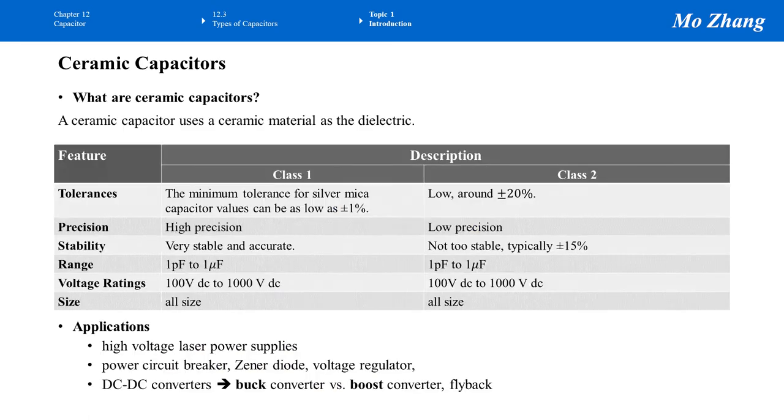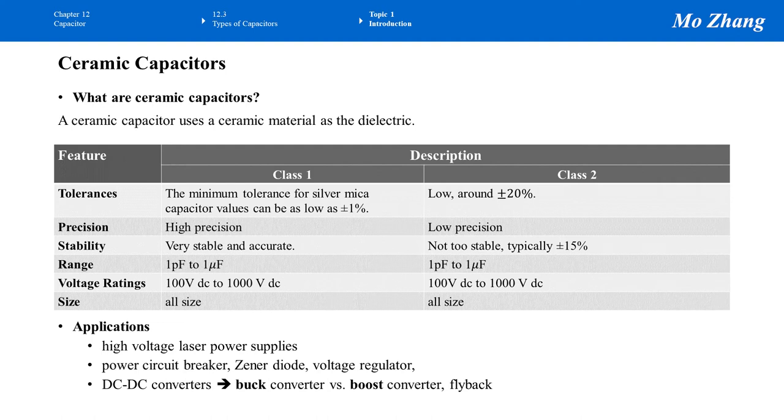This type of capacitor uses ceramic material as the dielectric. There are two classes of ceramic capacitors: Class 1 and Class 2. Class 1 ceramic capacitors are used where high stability and low losses are required. These kinds of capacitors are used for less sensitive applications. The thermal stability is around plus and minus 15%. In the operating temperature range, the nominal value tolerance is around 20%.